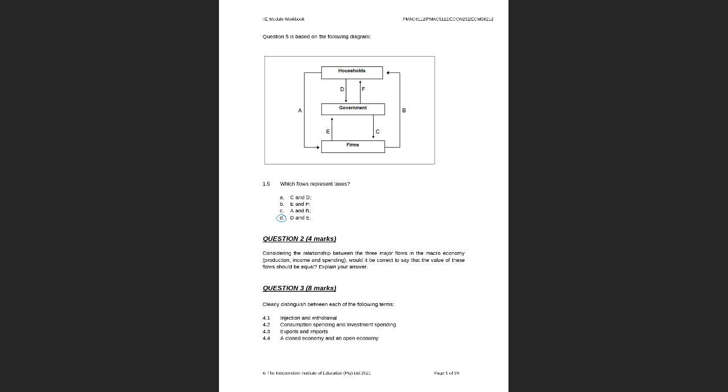All right, guys. That's a full 100% for our multiple choice questions. Let's move on to question number 2 for 4 marks. Consider the relationship between the three major flows in the macroeconomy: production, income, and spending. Would it be correct to say that the value of these flows should be equal? Yes or no? And then explain your answer. You can put your mics on for this one, or you could type out your answer. Up to you.